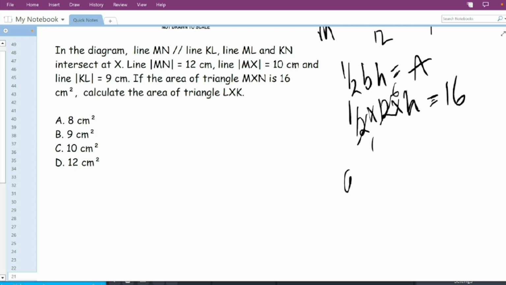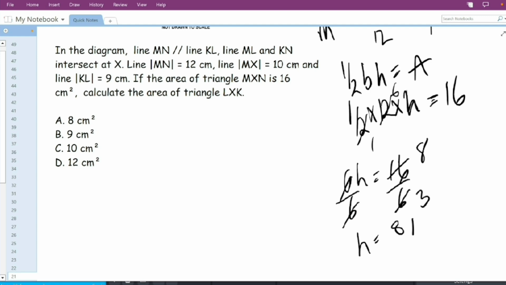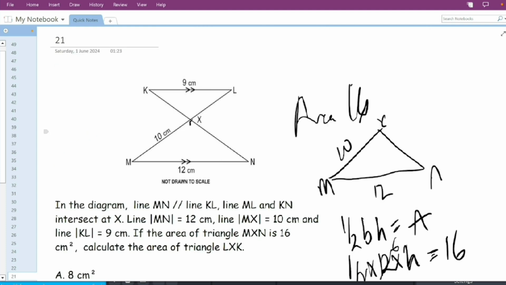So we have 6h equals 16. Divide both sides by 6. 6 cancels 6. h is 2 here 3, 2 here is 8. Our height is 8 over 3, meaning the height of this triangle is 8 over 3 centimeters.